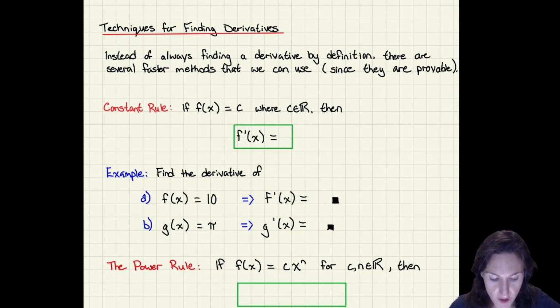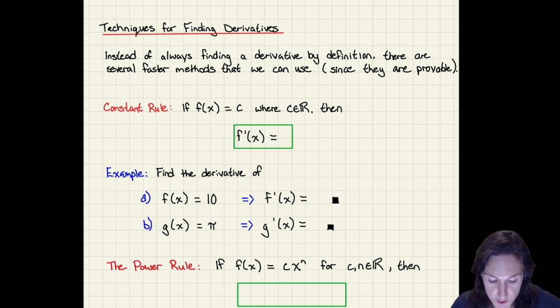We are now going to be talking about techniques for finding derivatives. So instead of using the definition, the limit as h approaches 0 of f at x plus h minus f at x over h, we're going to go through the different rules that can be proven by definition in order to calculate derivatives in an easier manner.